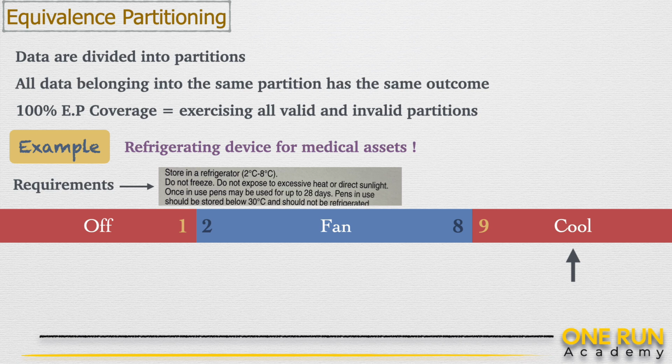So we can theoretically assume that if the temperature inside the device is 0, 1, or even -4, the expected outcome is off. Similarly, we can think of values like 2, 5, or 8 as values that have the same outcome, which is fan. Lastly, temperatures like 9, 11, or even 3000 belong to the cooling partition.